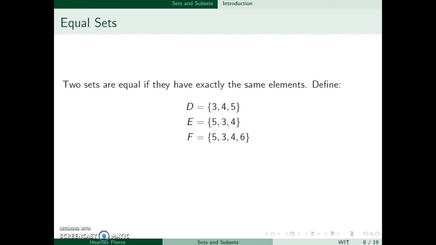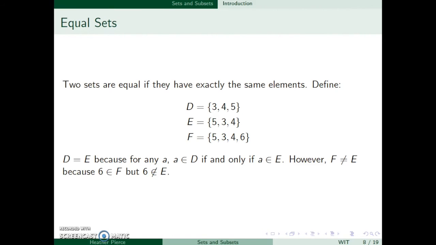We say two sets are equal if they have the same elements. So for instance, we'll define these sets D, E, and F as defined here. We can see that D is equal to E. Their elements are the same. They may not be listed in the same order, but they all are there. However, E and F are not the same, since 6 is in F, but not in E.